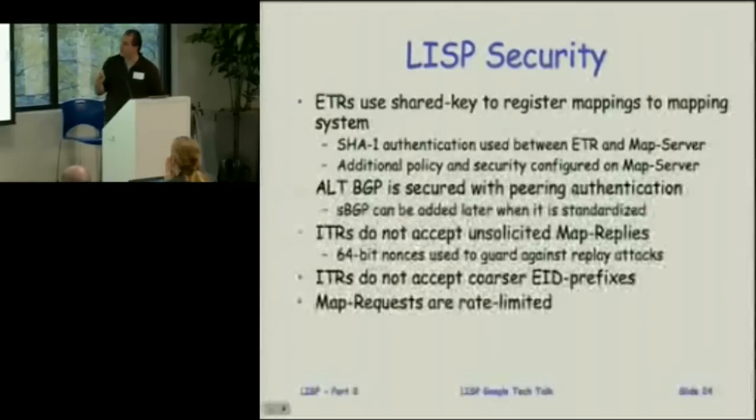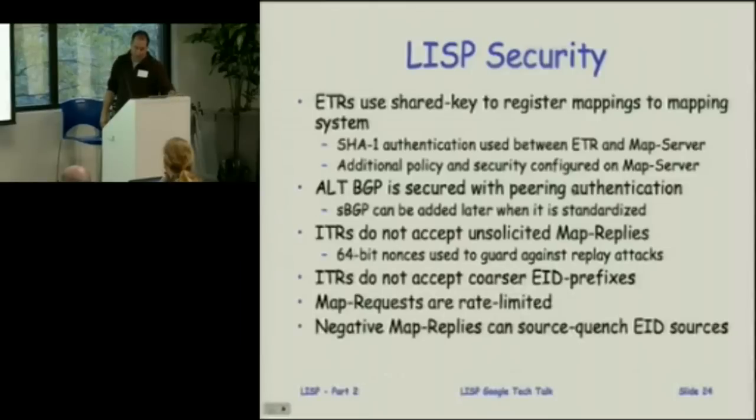Map requests are rate limited. Okay. Negative map replies can source quench EID sources. So if there's a source sending too many map requests, the ITR can actually stop sending map requests for a particular source. And these negative map replies can give you actions saying, I want you to natively forward a packet, I want you to drop a packet, I want you to send a map request. The map resolver can send negative map replies, and that is the mechanism to tell an ITR that a destination is a non-LISP site. Because once you find out something is a non-LISP site, you don't want to encapsulate because you don't know who to encapsulate to, and there's not going to be any ETR at the other end. So it tells you to forward natively underneath.